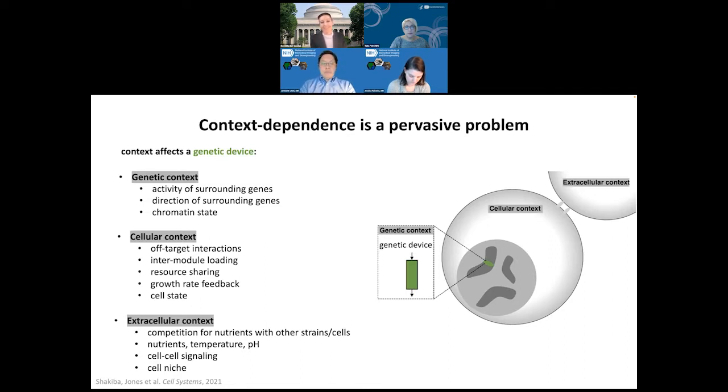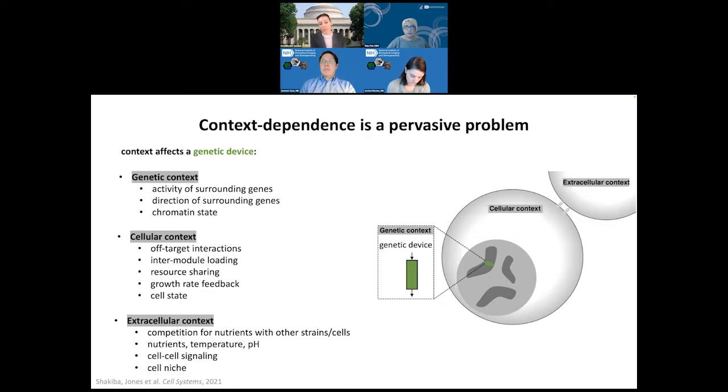Growth rate feedback, right? Anytime you engineer something, it's going to affect the way the cell grows, and that in turn is going to affect your circuit back. And then cell state: whether we are building our system in a fibroblast or in a pluripotent stem cell, the same circuit is going to behave extremely differently depending on the cell background.